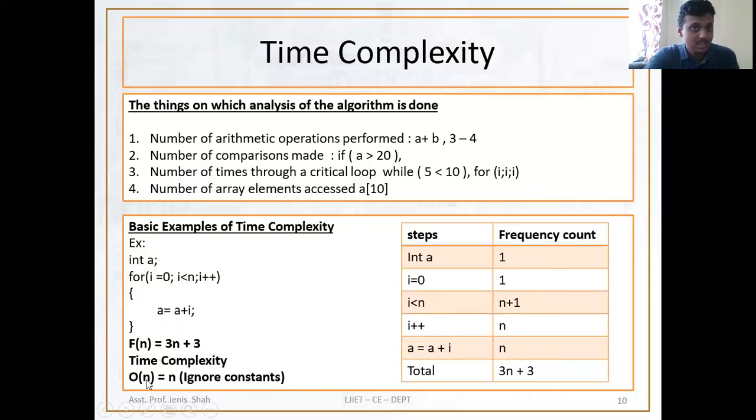Students, in my last lecture I didn't show you this f(n) and time complexity, but here I am showing it. Here f(n) is equal to 3n plus 3. Whatever the total becomes is known as the function of n. So f(n) is equal to 3n plus 3. The time complexity is O(n). What is O? We will see it later.